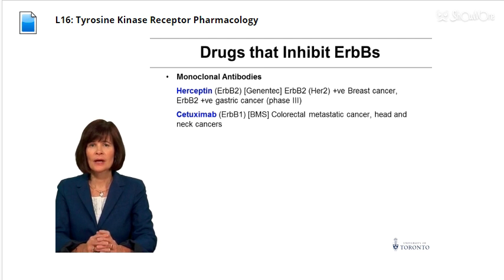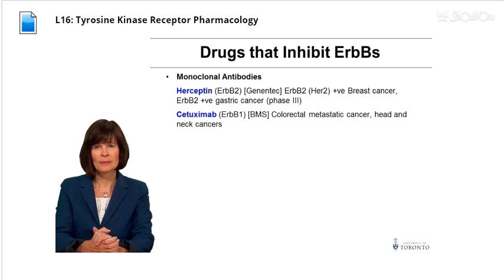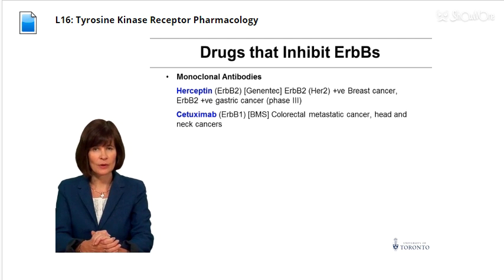It is also being tested for the treatment of some types of gastric cancer that are also HER2-positive. Another drug that fits into this category is cetuximab, a monoclonal antibody developed by Bristol Myers Squibb and Eli Lilly and used in the treatment of head and neck tumours as well as metastatic colorectal tumours. These tumours express large amounts of ERBB1 receptors that respond to growth factors such as EGF through the Ras/MAP kinase pathways.